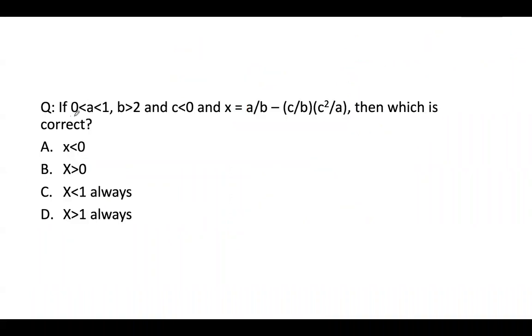If 0 is less than a, that means a is in between 0 and 1, b is greater than 2, c is a negative number, and x is equal to a by b minus c by b into c square by a. Then it is asking whether x is negative, x is positive, x should be less than 1 or x should be greater than 1. Let's see.